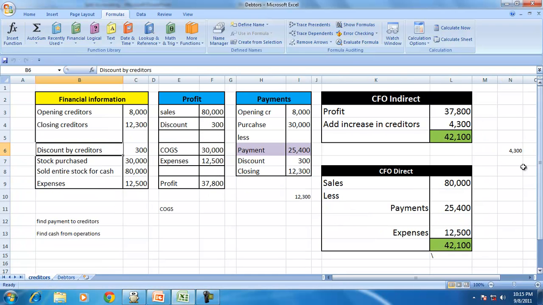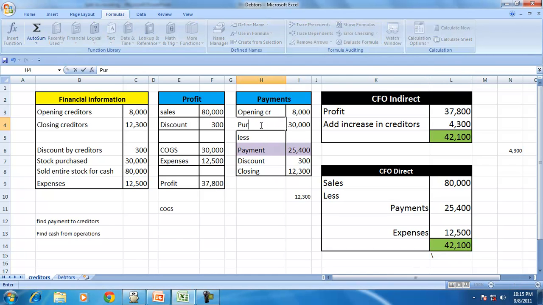So therefore the indirect method only takes into account the change in the creditor, and the change in the creditor is purchases, less payments and less discount.